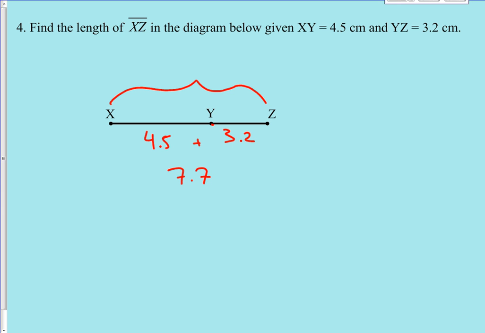So Y is between X and Z. So if that is the case, then I can add the 2 segments to get the entire length. So 4.5 plus 3.2 is going to equal 7.7.